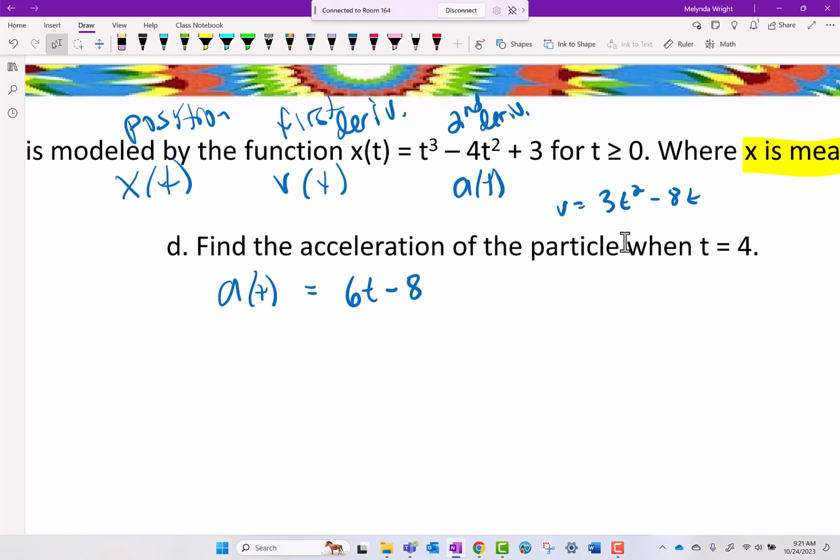So calculus makes physics easier. I'm just going to tell you. The use of calculus in physics makes things easier.